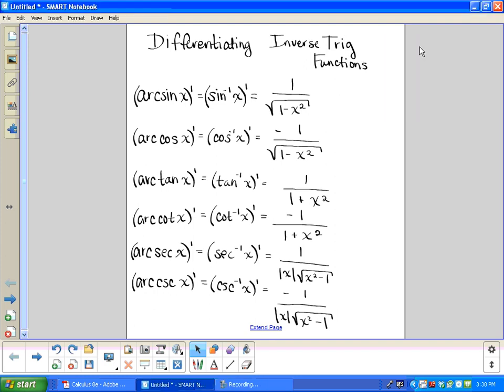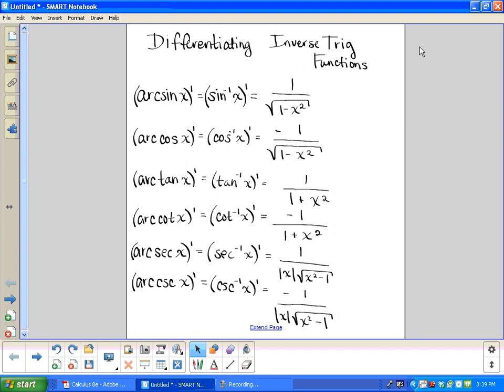Alright, so we're starting our nice little calculus video series with differentiating inverse trig functions. This is section 5-6 in your textbook. And I wanted to start off just by showing you the derivatives of all the inverse trig functions, and then we're going to talk a little bit about where they came from.